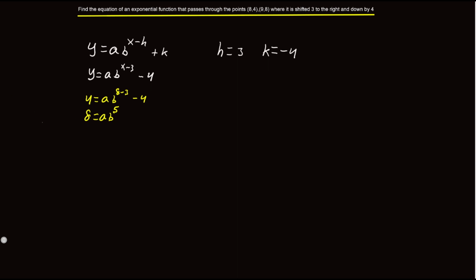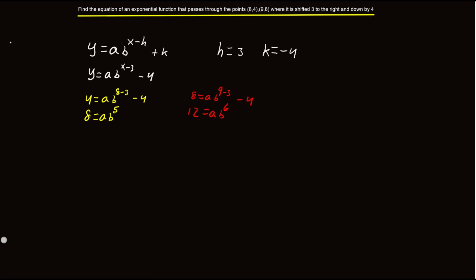So now let's write our second equation, where we will get 8 is equal to a times b to the power of 9 minus 3, minus 4. So we just do the same thing we did earlier, and we will have 12 is equal to a times b to the power of 6.